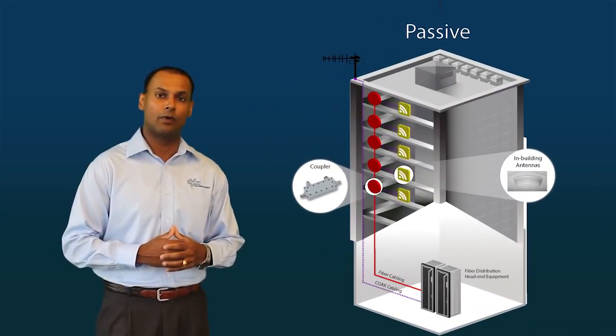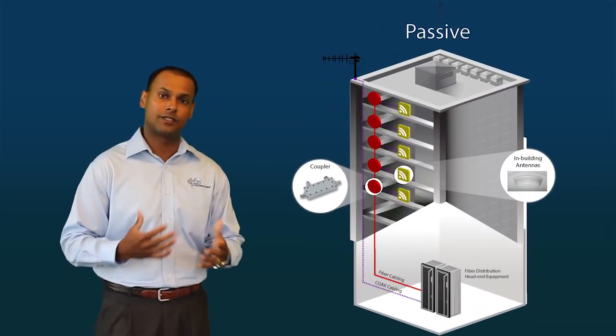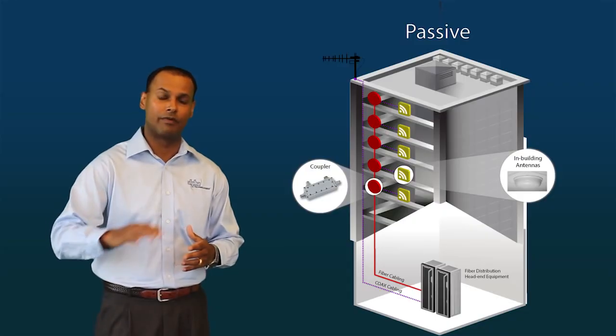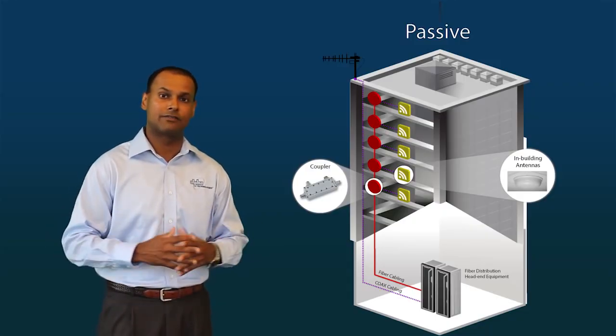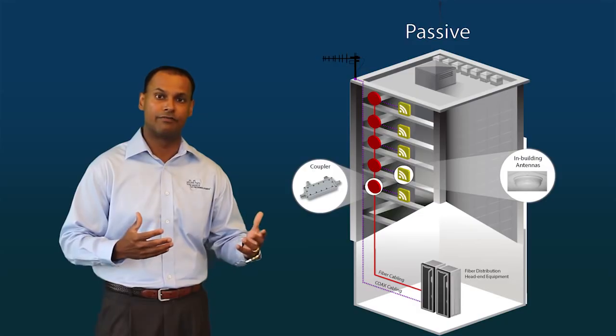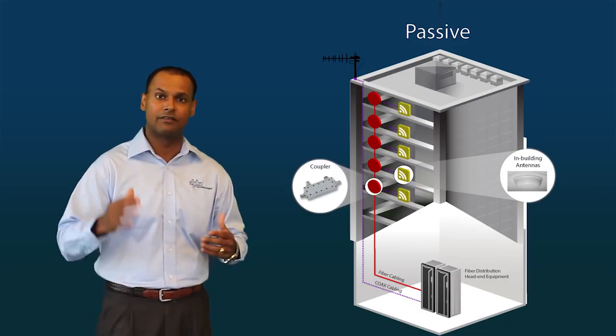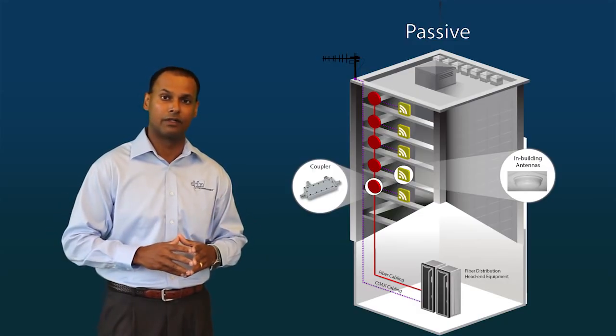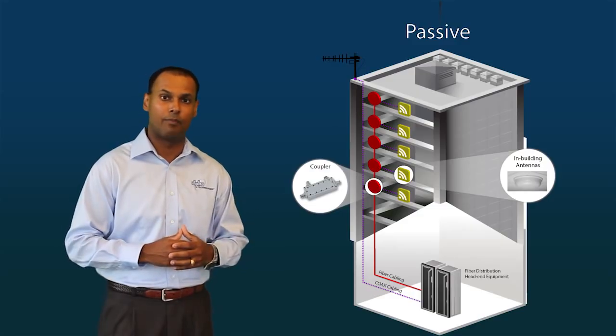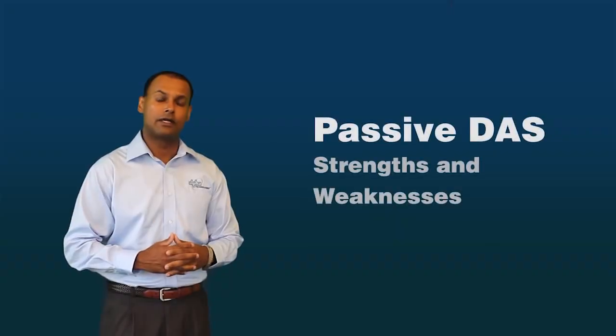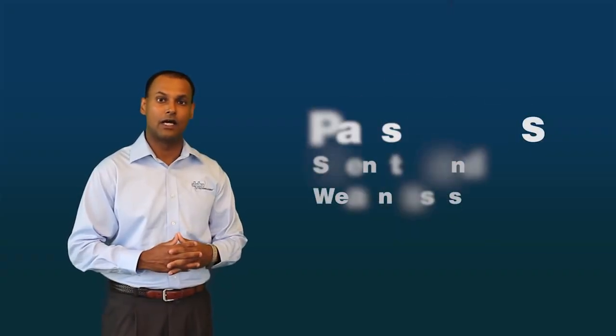A passive DAS network uses coaxial cables to distribute the RF signal throughout each floor of a building. It consists of a number of passive components such as couplers, splitters, and dividers to divert a fraction of the RF energy throughout each floor of a building. Basically, there are no electronic components required to set up a passive DAS network. Now we'll look at the strengths and weaknesses of a passive DAS network.